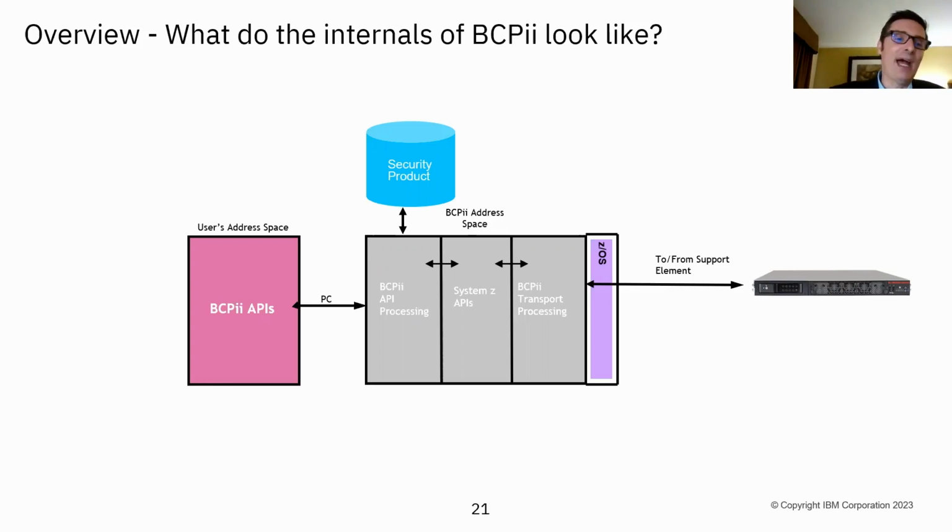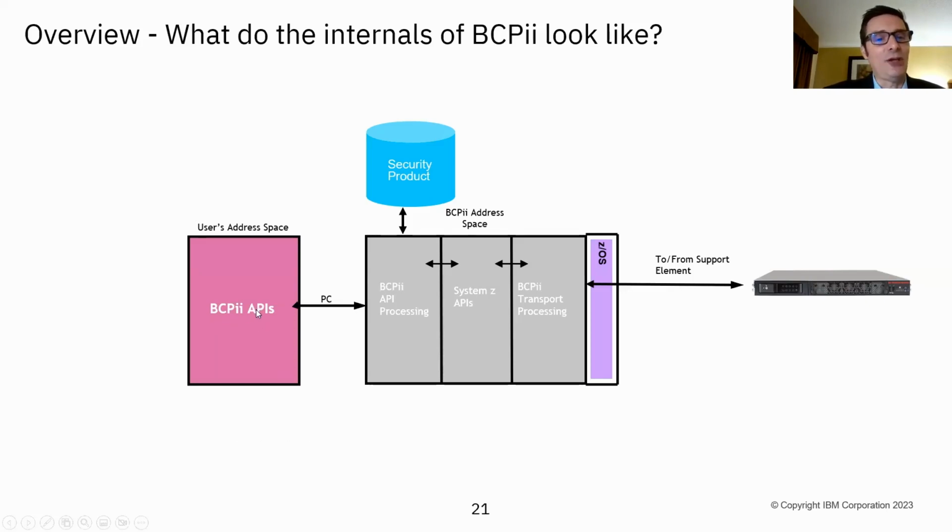So I'm going to have a user program. It can be in any address space on the system. That can mean it can run on zOS Unix. It can run in a traditional zOS batch application. It can run as a started task. There's all kinds of environments that you can run a BCPii application. The key, again, is the application has the proper authority.